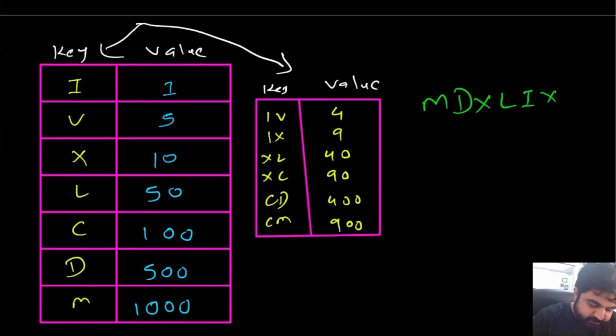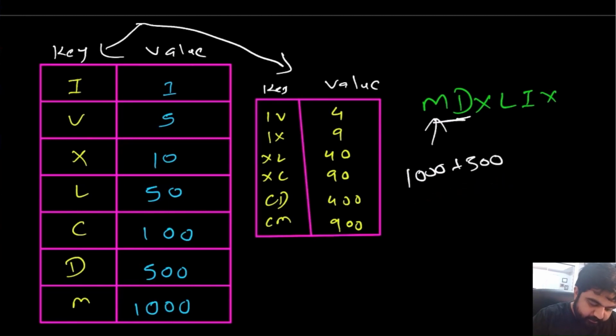So in this case, first we will see that the first two values are MD. Is MD present in the hash map? No, MD is not present, which means we will have to take M and D separately. So first we will take M, whose value is 1000, and plus we will take D, whose value is 500. So now we have taken care of these two values.